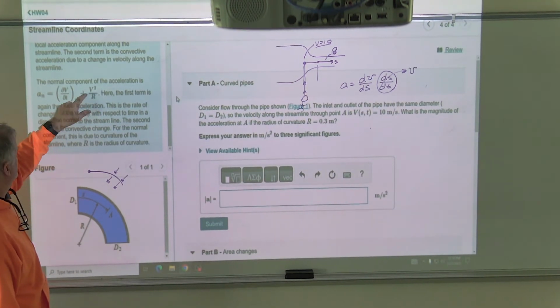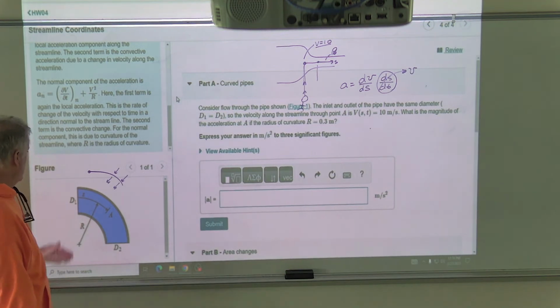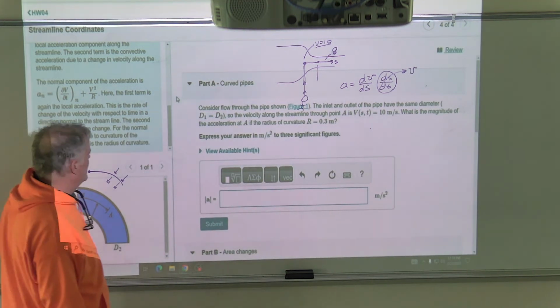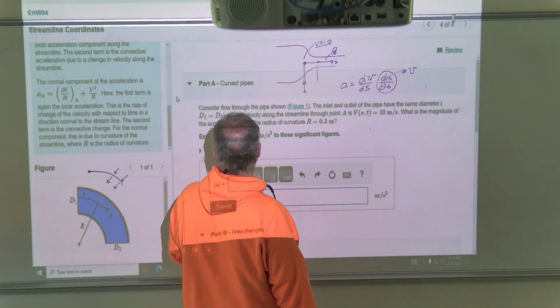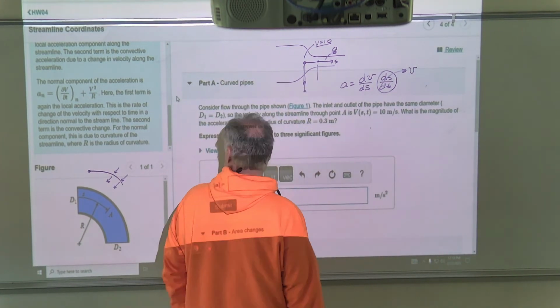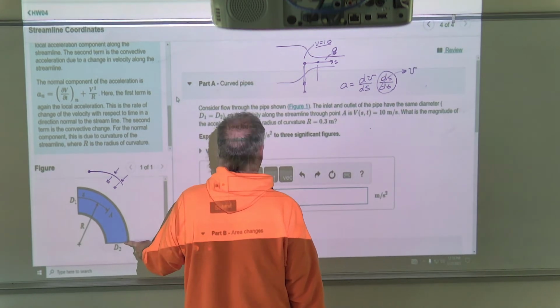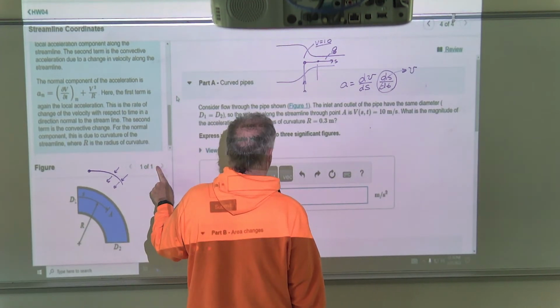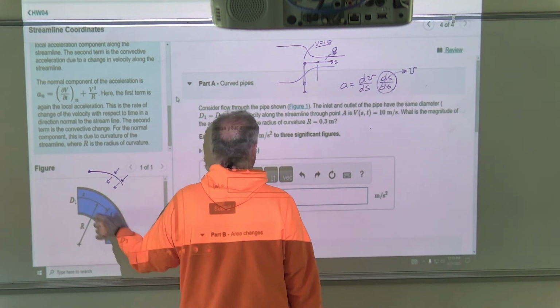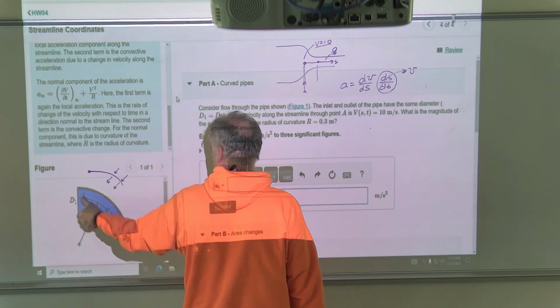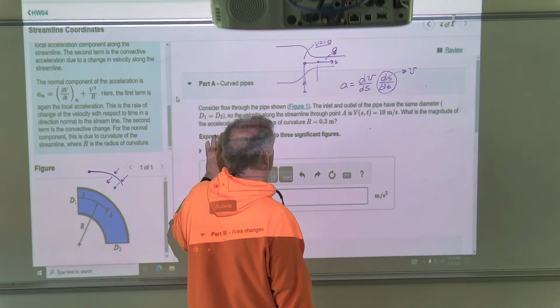So this is basically it having to change directions. Now it says, consider the flow through a pipe as shown in the figure. I guess that's it. Yeah, figure 1, because there's only one figure. The inlet and outlet of the pipe have the same diameter. They look like they do. Actually, this looks a little smaller than that, but he says they are the same diameter.